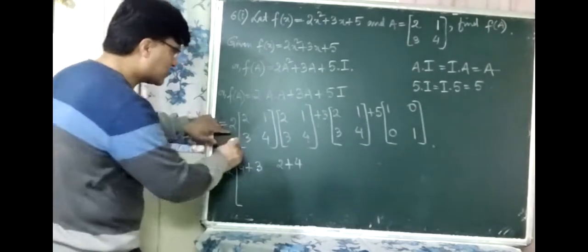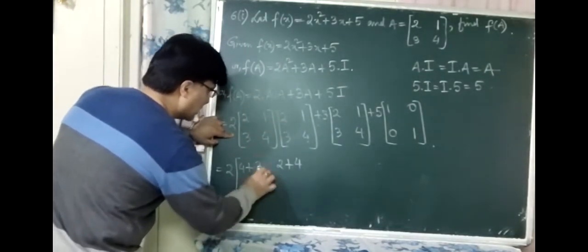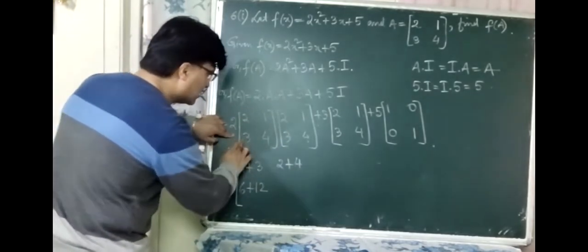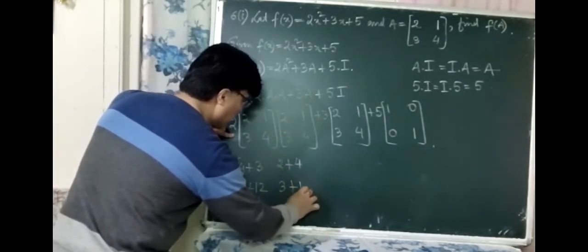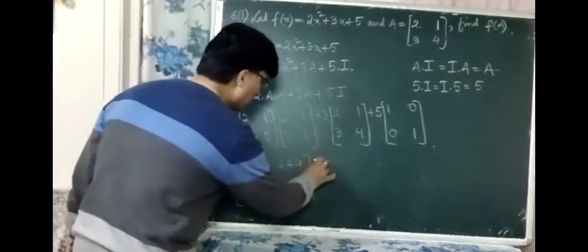Okay. Next, second row by first column: 3 2s are 6 plus 4 3s are 12. Right? Next, 3 1s are 3 plus 4 4s are 16. Is that clear?